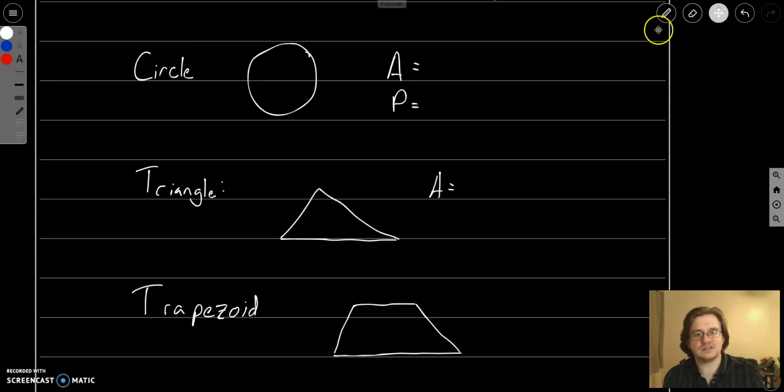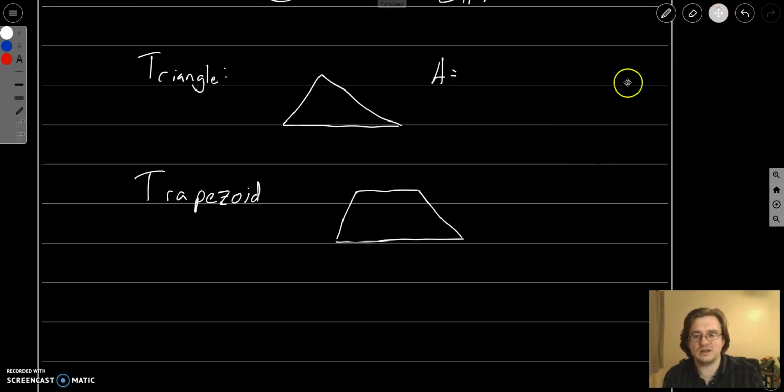The circle is just defined by one measurement, which will be the radius, which I'll use an R for. And the area of a circle is going to be pi times r squared. Pi is approximately 3.14, and then we'll square r. The perimeter is going to be 2 pi r. These formulas look fairly similar, but they are in fact different, so do be careful.